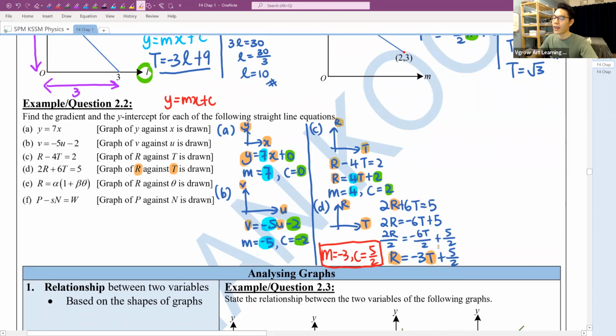Okay, so there's R and there's T here. The gradient value is negative 3. The y-intercept is 5 over 2. Okay, if I divide by 2 for everyone, I'm being fair. I never leave anybody out. So if you can actually do divide by 2, 2, 2 like that. The reason I want to divide by 2 is so that I can cancel out this 2. Now it becomes only R, which is what we want.